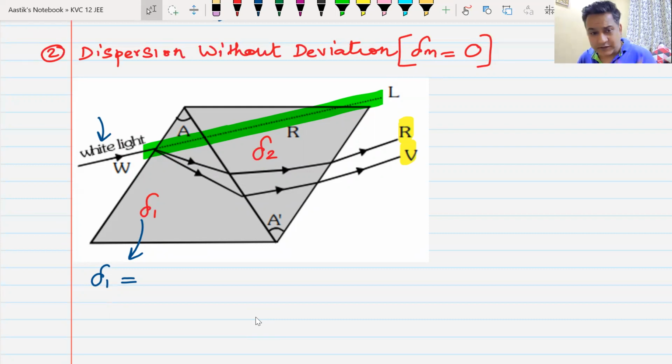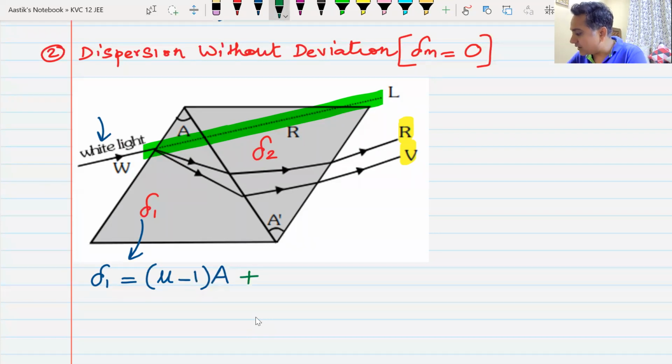All of this, whatever we are doing, is for a thin prism, my dear friends. What is the deviation? You just saw the formula: (mu minus 1) A. Very good. What about the deviation produced by the second one? (Mu dash minus 1) times A dash. Yes or no?